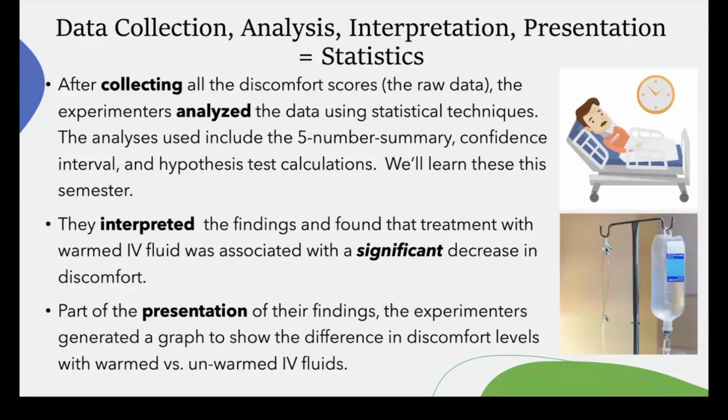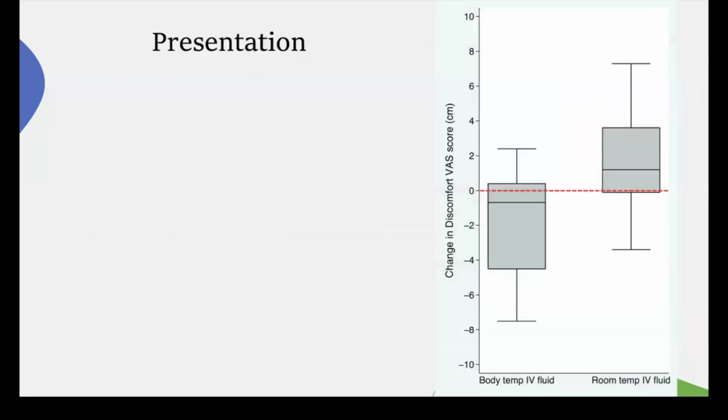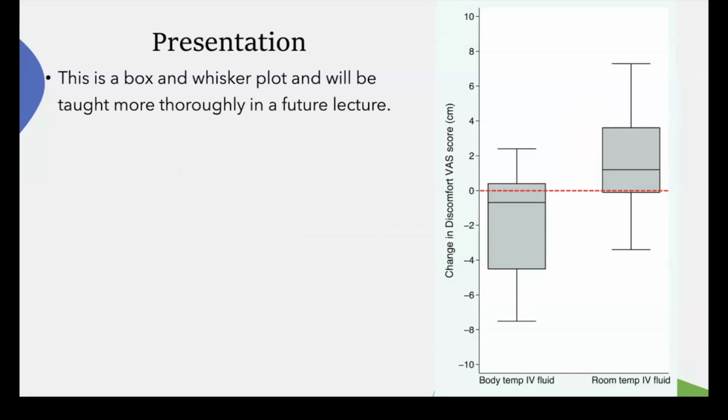Part of the presentation of their findings, the experimenters generated a graph to show the difference in discomfort levels with warmed versus unwarmed IV fluids. So I'm going to show you the graph here. I'm going to explain it a little bit, but we are going to get into greater detail with this type of graph in a future lecture. This is called a box and whisker plot, and I will be teaching it more thoroughly in a few lectures.